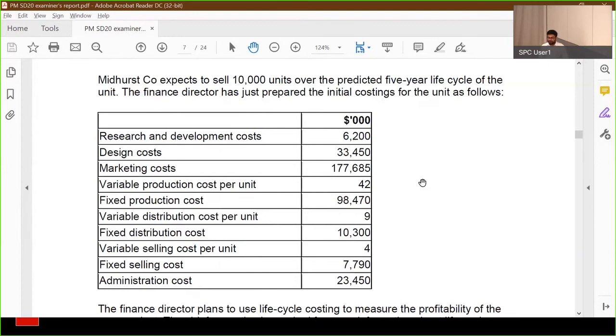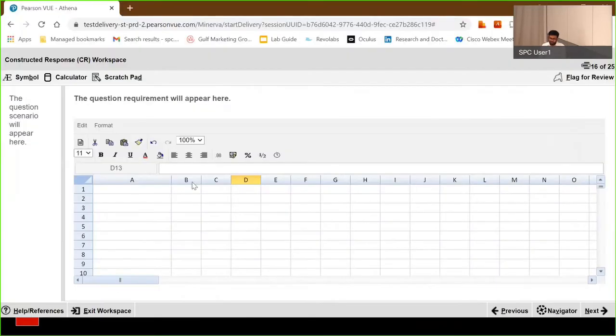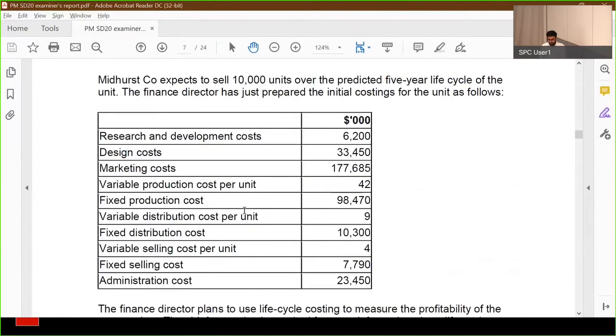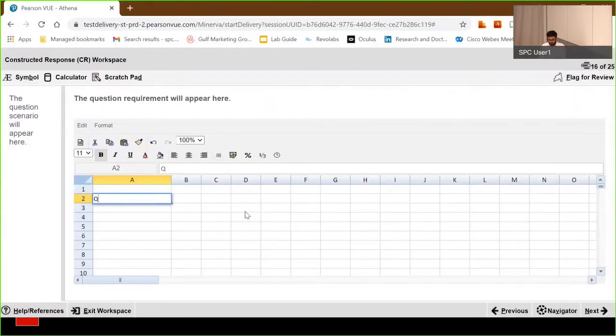But just for your understanding, I'll be doing it on Excel, showing you which costs I'm taking and how I'm calculating the cost per unit. So let's calculate all the costs in total which are relevant to the product throughout the life cycle. So first of all, we have R&D cost. Write the question number. This is question number 2. And the first cost that we have is R&D. Let's quickly write it.